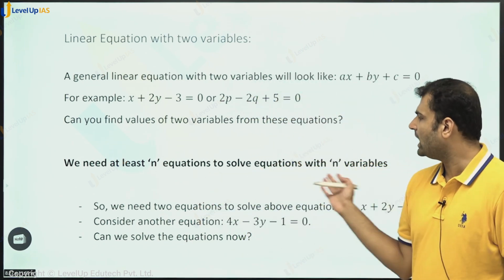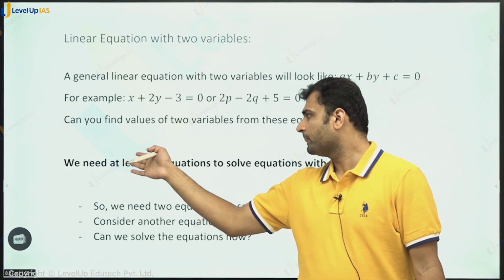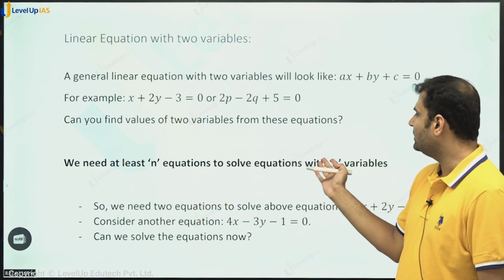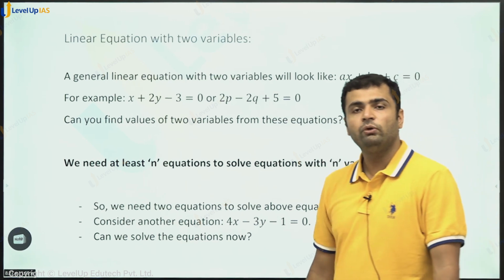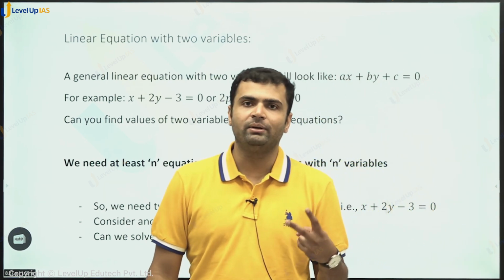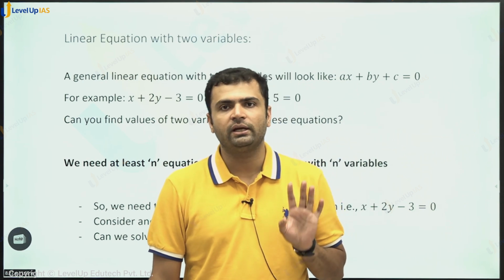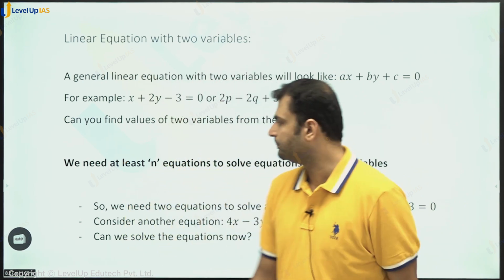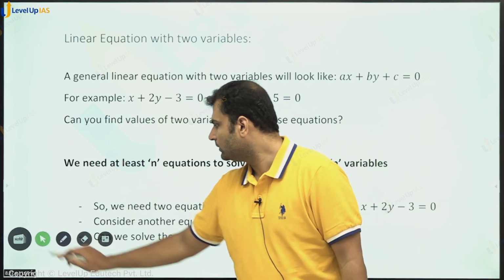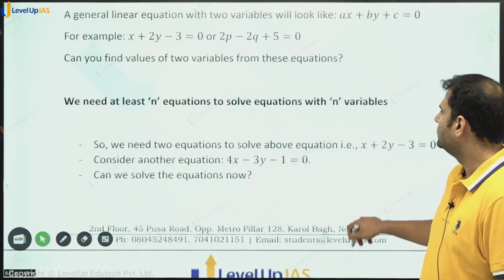And this, again I have repeated, I will repeat again: we need at least n equations to solve equations with n variables. So if we want to solve equations with 2 variables, we will need 2 equations, because there are 2 variables. One equation will not work. So we need 2 equations to solve the above equation.